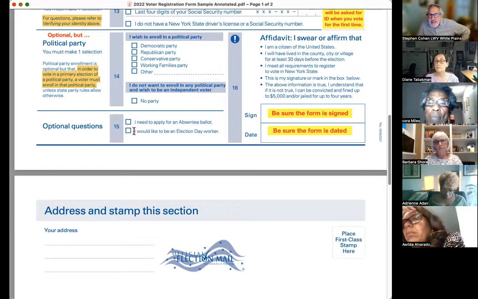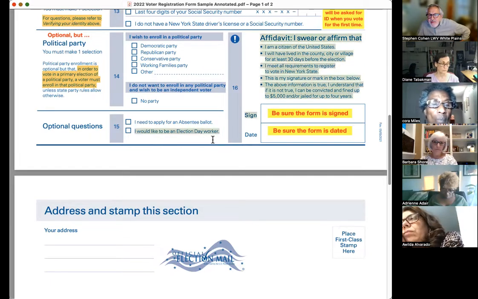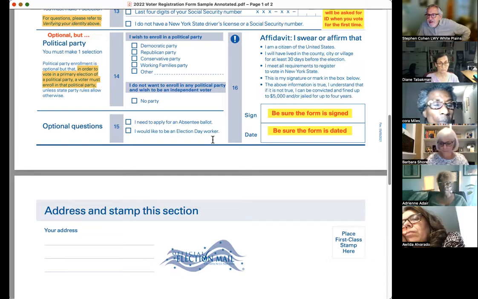And then the other thing is that the Board of Elections really needs poll workers. They really need folks to sit at the polls and do the work of signing people in. So when you register an individual, you might want to encourage them to do that.